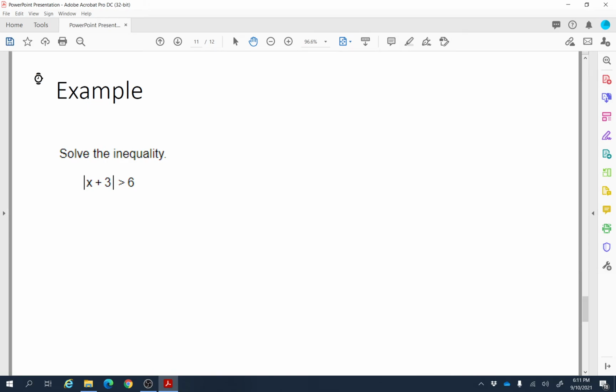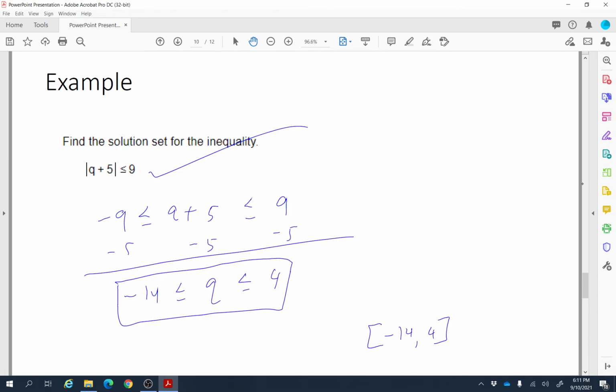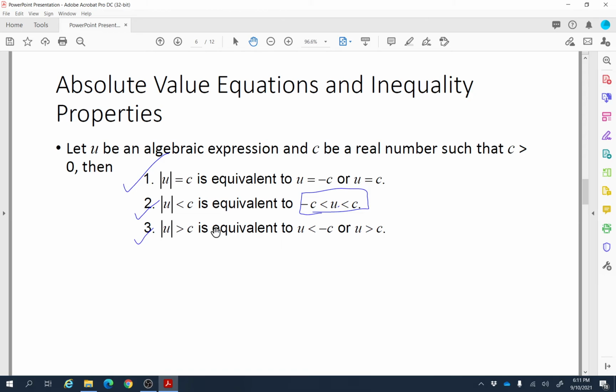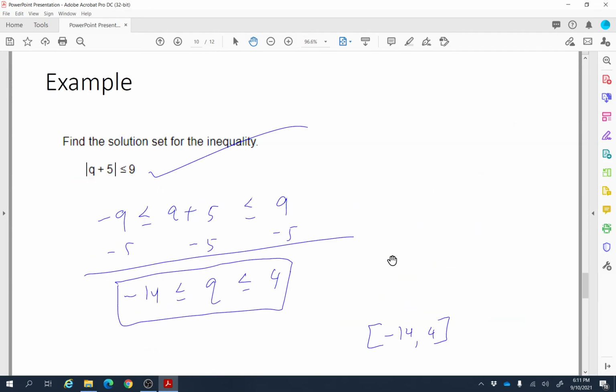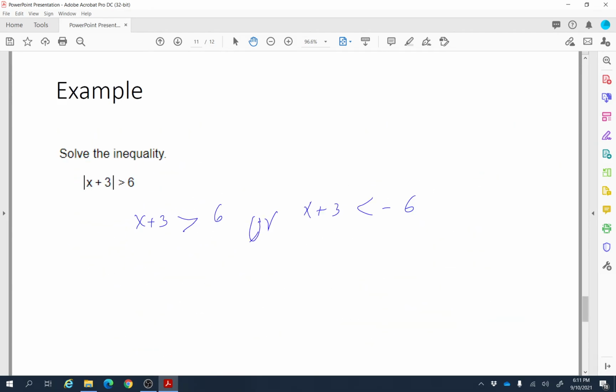So this is the last problem here. The absolute value of something is greater than 6, so that means this something, which is x plus 3, might be greater than 6, or this something might be less than negative 6. That is what we have from the third situation. If the absolute value of something is greater than some number, that means either that expression is less than the negative of that value, or greater than that constant. So now we need to solve this. Subtract 3, so x is greater than 3. Subtract 3, x is less than negative 9.